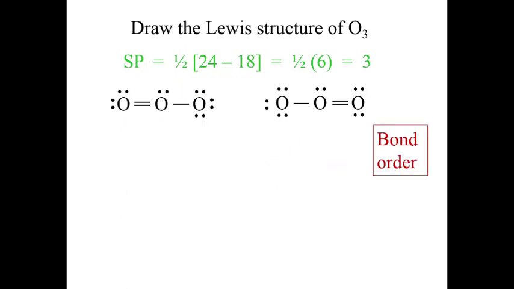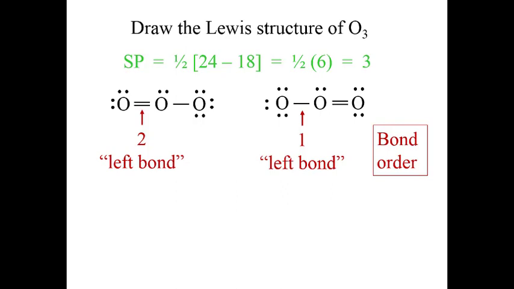Earlier we introduced the idea of bond order. When there is more than one way to draw a structure, that complicates things. Remember that every bond has a bond order. Let's take a look at the bond between the central oxygen and the left-hand oxygen. In the first structure, this is a double bond with a bond order of 2. In the second structure, this left bond is single with a bond order of 1.